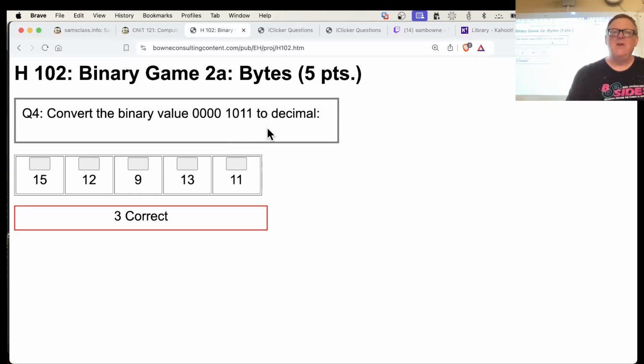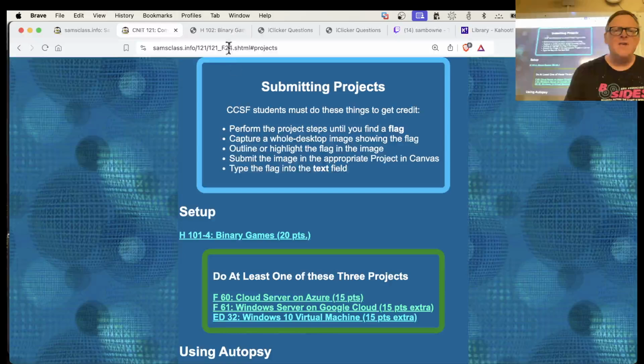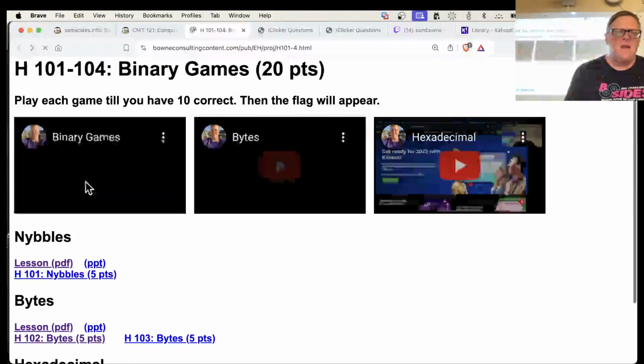So that's the game. We'll do one more. How about this one? What do you say? 8 to 11. Yeah, and I do it the easy way. I remember that 1010 is 10. And this is one more. But there's a whole bunch of shortcuts. So anyway, once you get enough right, you'll find a flag, and you can turn in that screen and get some points. And the other one for bytes is here.